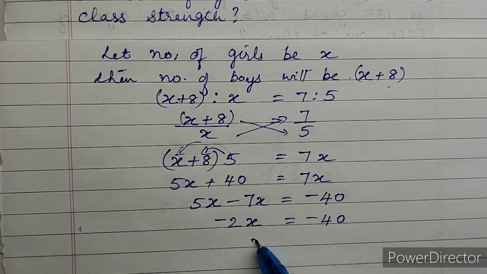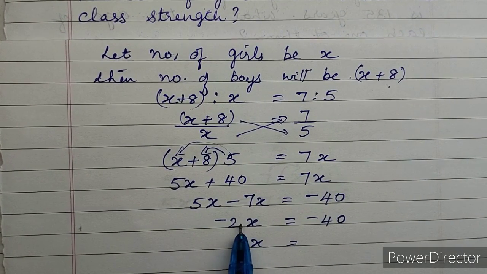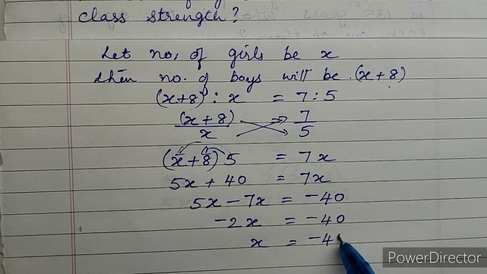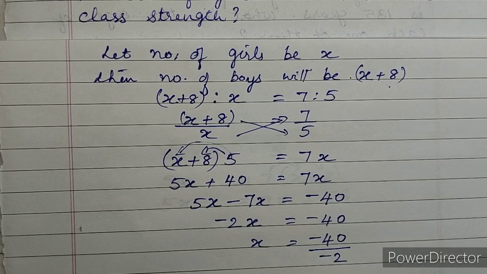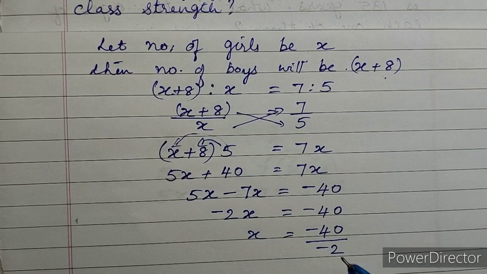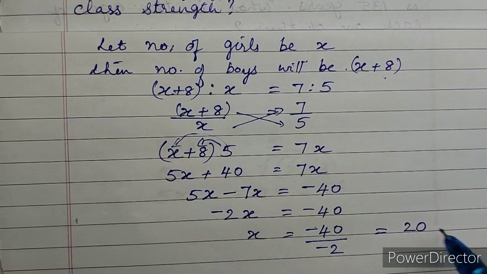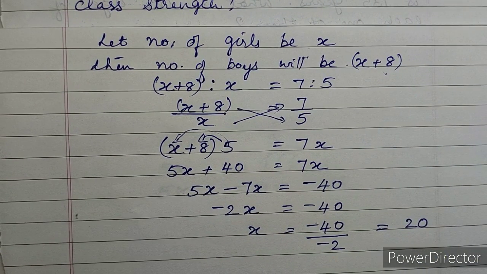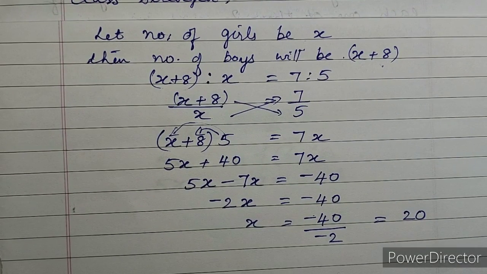So what will be x? x is equal to, here it is multiplication, so it will change to division, that is by negative 2. So you have already learned negative divided by negative is positive. So 40 divided by 2 is 20. So x is equal to 20. x means number of girls equals 20.